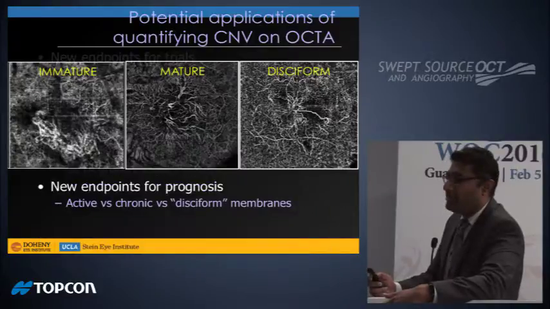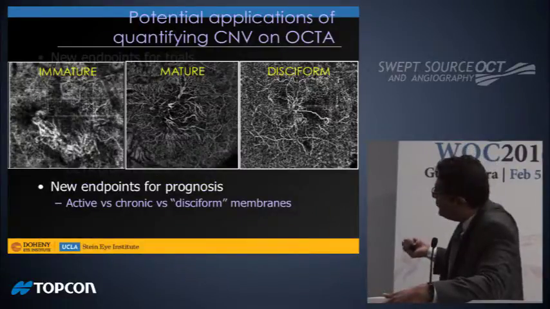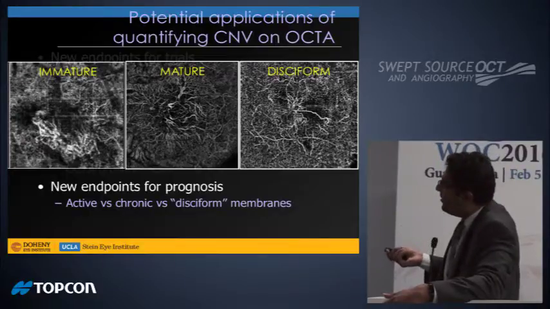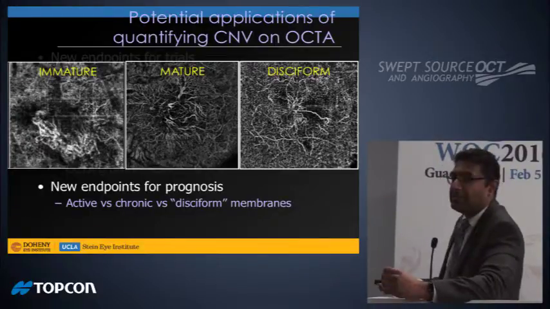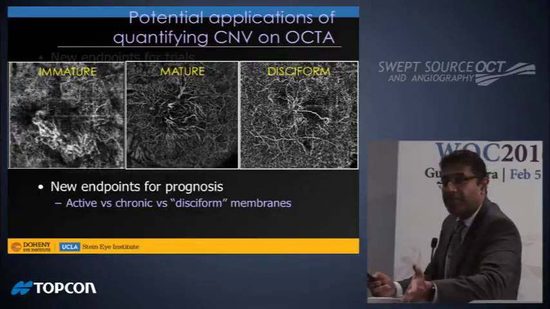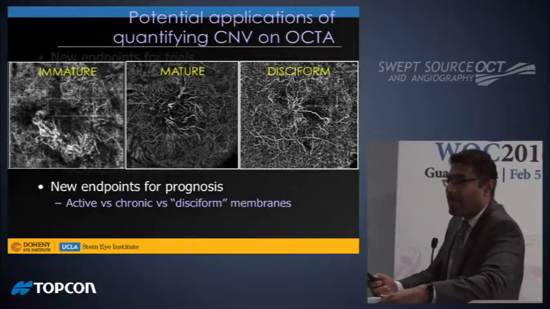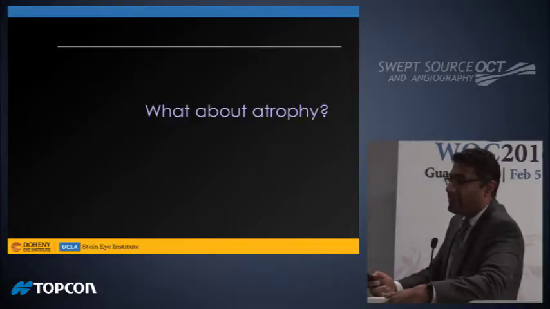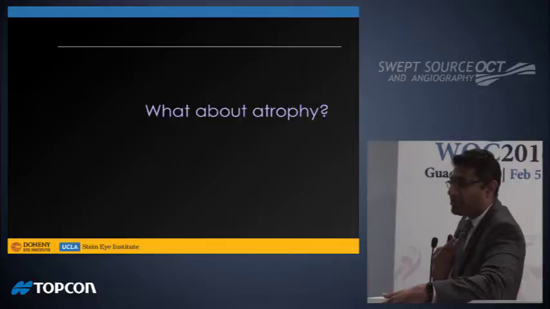And of course, there may be prognostic implications. Again, I've replaced dead tree with disciform here, but the implication is that there may be a variety of different phenotypes that we see on OCT angiography that may tell us something about what is going to happen with this membrane. So lastly, I'll mention just briefly geographic atrophy because it's an area of great personal interest for me.